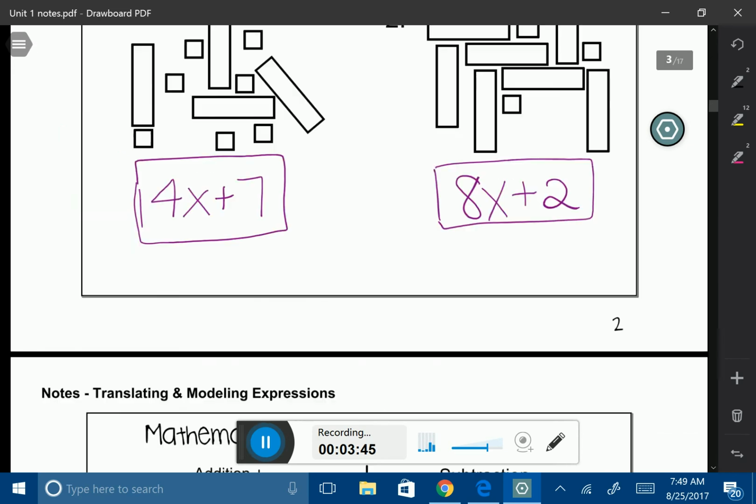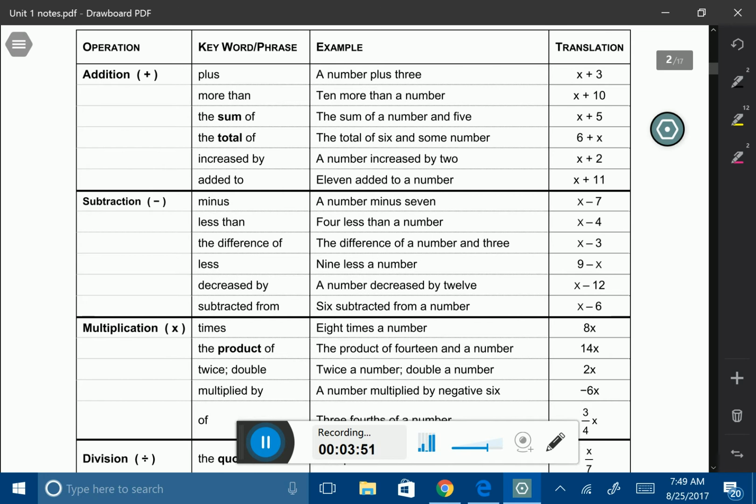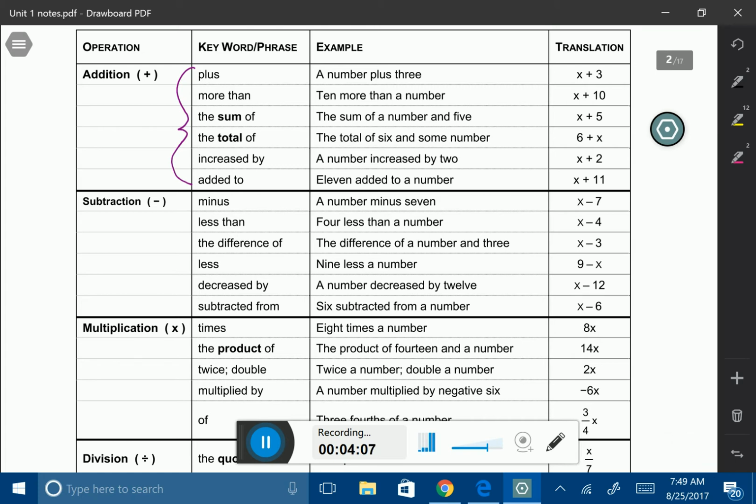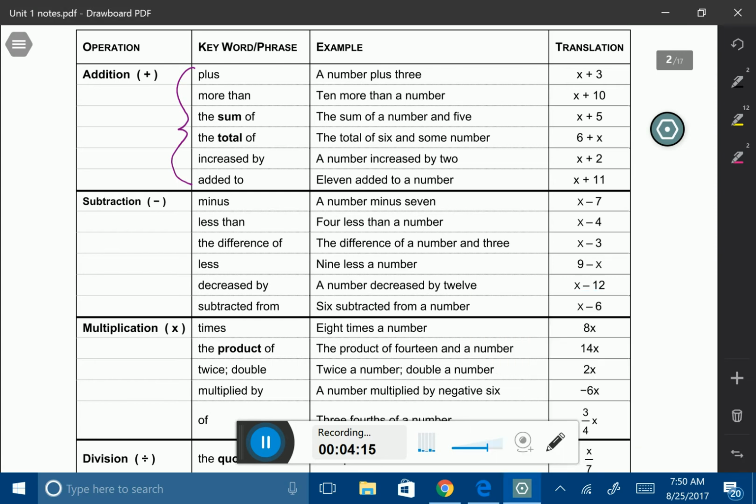But you'll notice up on page 1 of your packet, I actually give you some information. These are the most common words that we see for these 4 operations. For addition, we very commonly use these terms: plus, more than, the sum of, the total of, increased by, and added to. So anytime you see plus, like 3 plus 8, that means addition. Or 3 more than 8, that means addition. Or the sum of 3 and 8, that means addition.